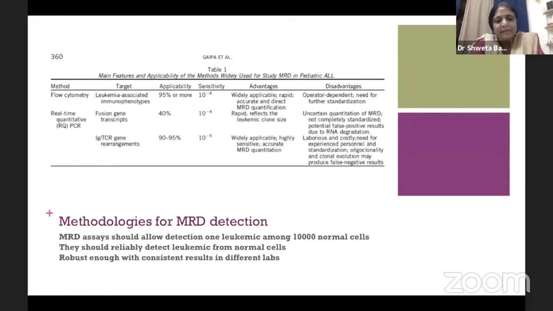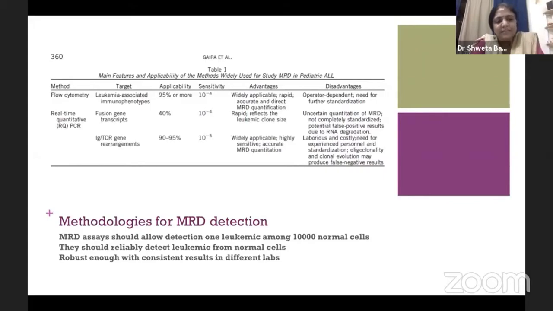When we do it by PCR, we can use fusion gene transcripts or immunoglobulin TCR gene rearrangement. Fusion gene transcripts are comparatively easier, but they are present in only 40% of patients because we don't see many recurrent translocations in childhood ALL. Sensitivity is 10 raised to power minus 4. The method is rapid and reflects the leukemic clone size, but quantification of MRD is uncertain, it is not completely standardized in many labs, and there could be false positive results due to RNA degradation.